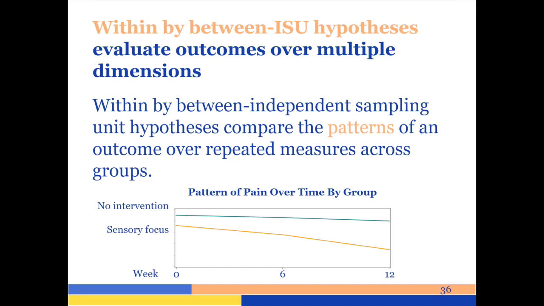Most commonly, however, there will be a combination, a within by between hypothesis. This kind of hypothesis explores how an outcome changes over repeated measures, like time, between groups. In this graph, you are able to see the sensory group has a lower average pain level than the standard care group, and you can also see it decreases over time. As you can see, we are able to look at patterns over time across treatment groups.